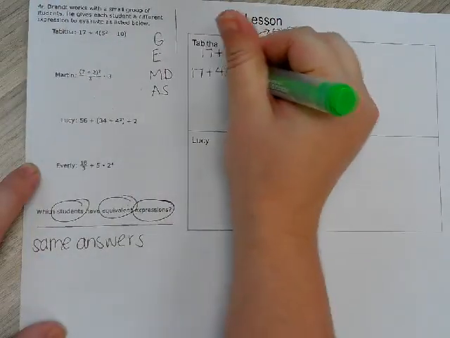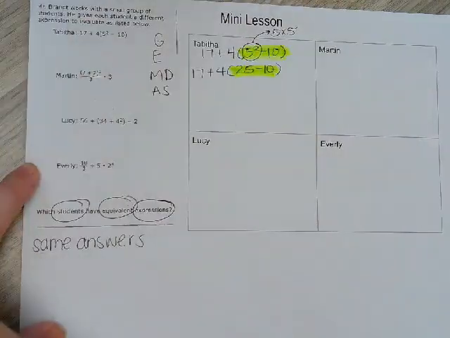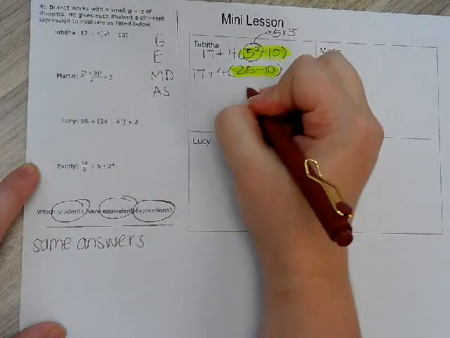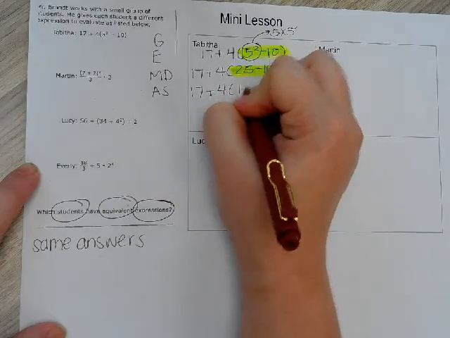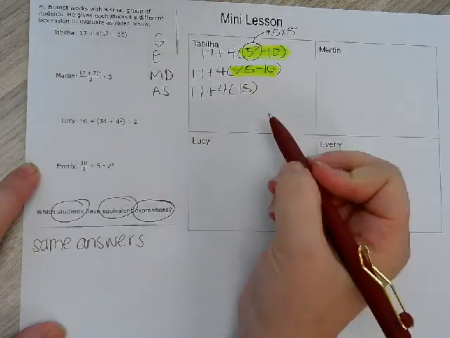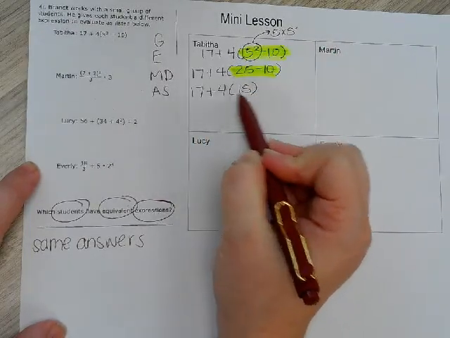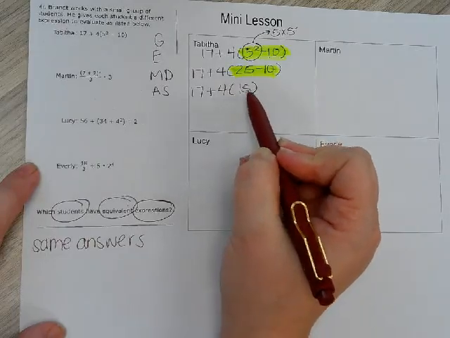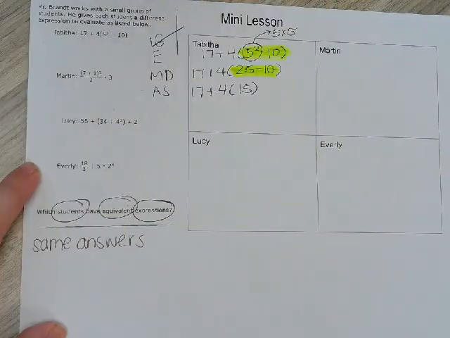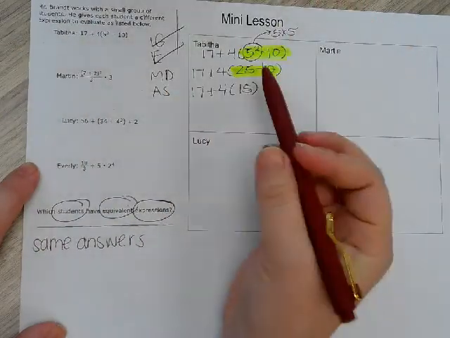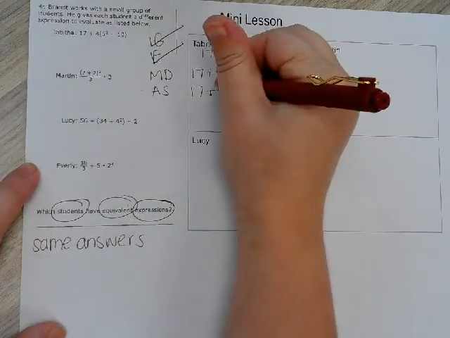Again, we've still got those parentheses. So 25 minus 10 gets us 15. So we have 17 plus 4 times 15. Yes, we still have grouping, but this is meaning to multiply. There's no operation inside, so grouping is done. We do not have any exponents. So next is multiplication.